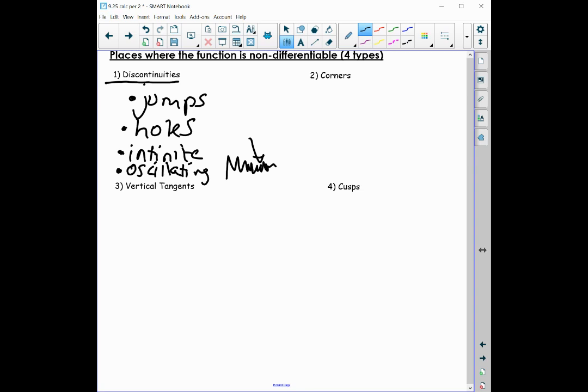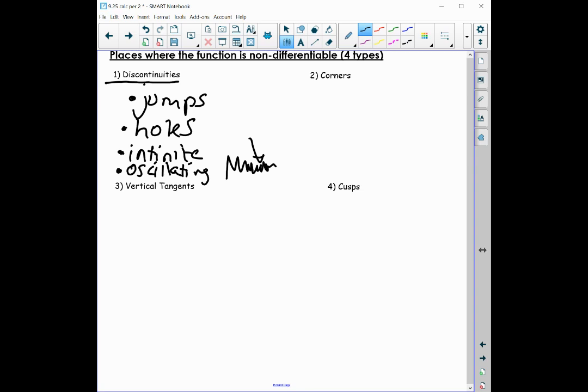So any place that is discontinuous is automatically not differentiable. So that's nice for us. If we see a discontinuity, like if there's an asymptote at x equals 1, that means x equals 1 is not continuous and it's not differentiable. Now, if I told you a function is differentiable, I automatically know it has to be continuous because that's a condition that's necessary. But just because a function is continuous doesn't always mean it's differentiable.